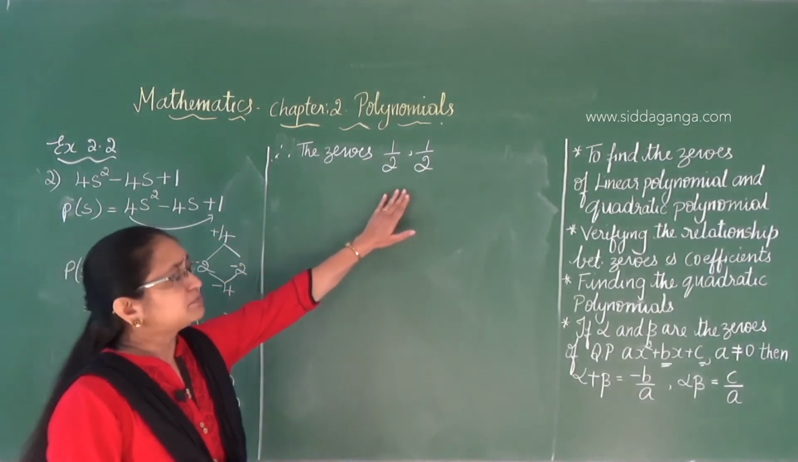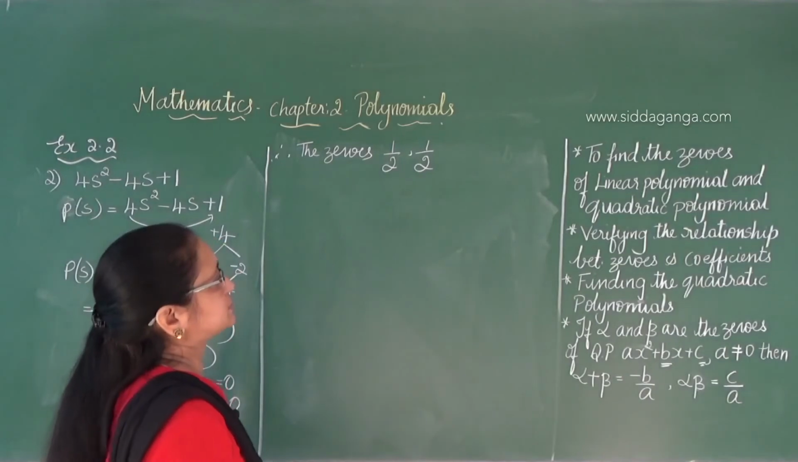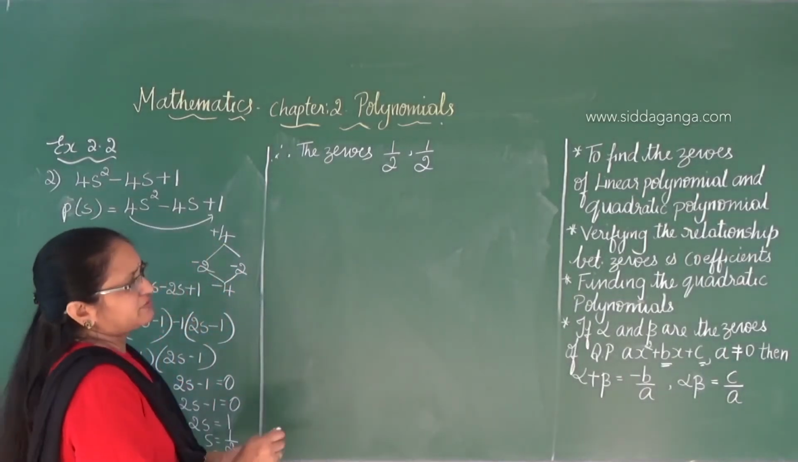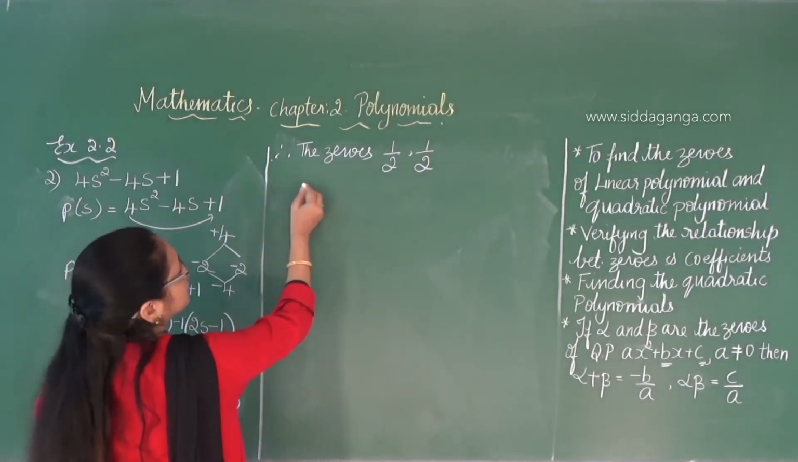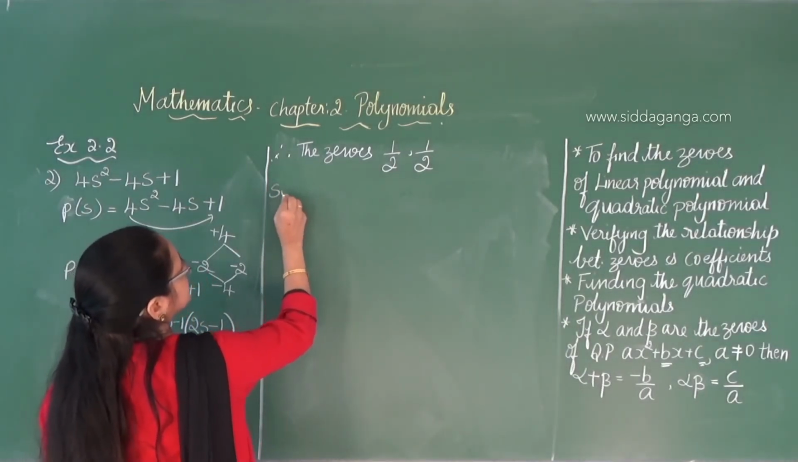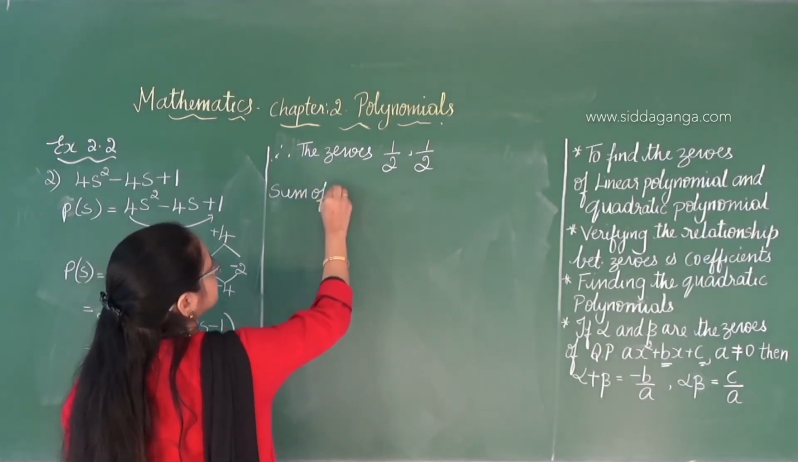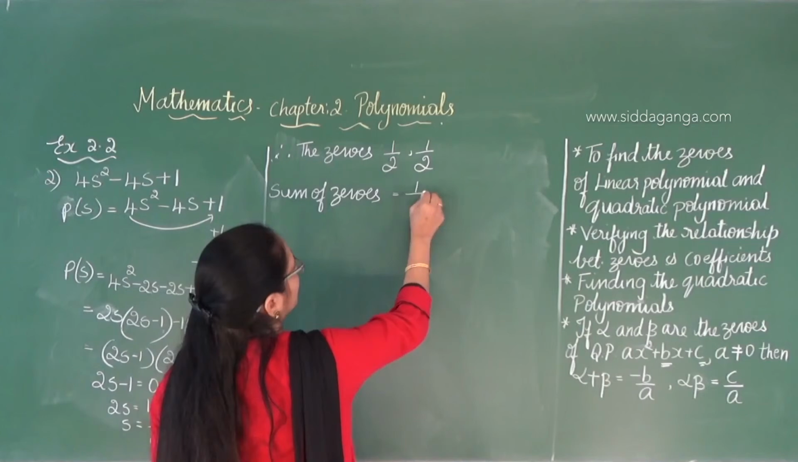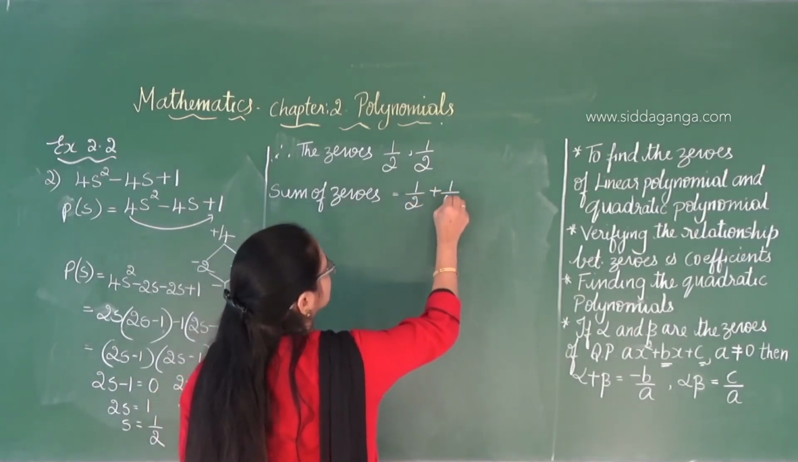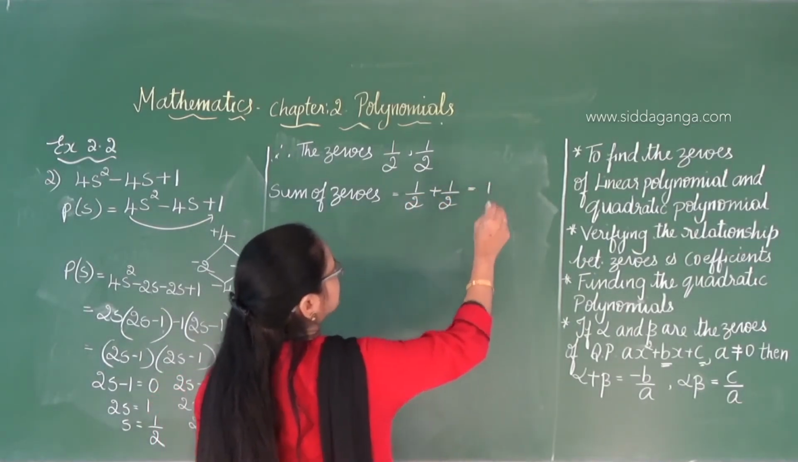So, the first part of the problem is completed. Next, you have to verify the relationship between the zeros and the coefficients. For that, what you have to do now? Find out the sum of the zeros. What is the sum of the zeros? Half plus half. Half plus half is 1.